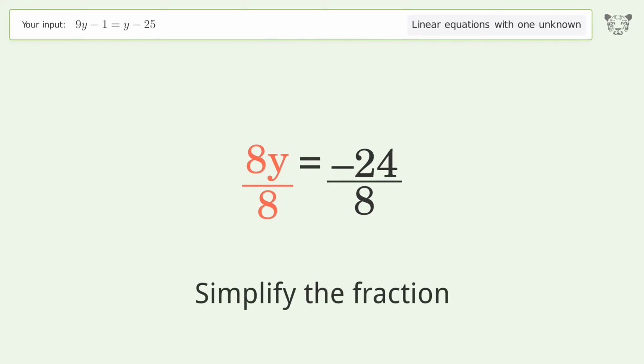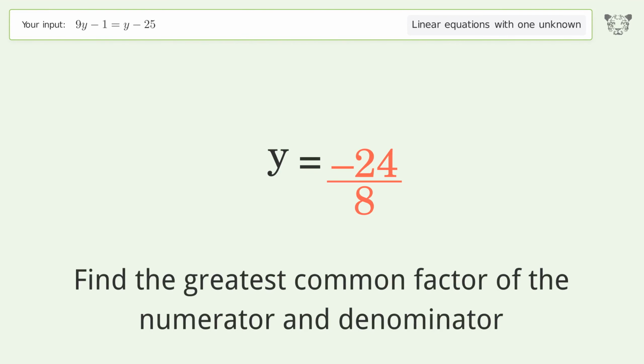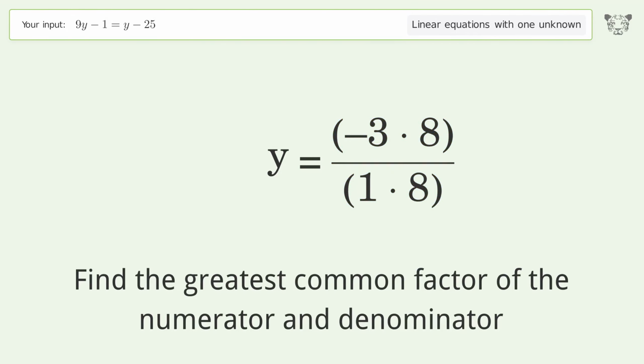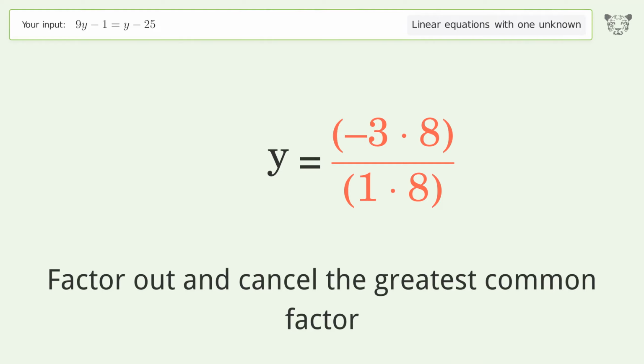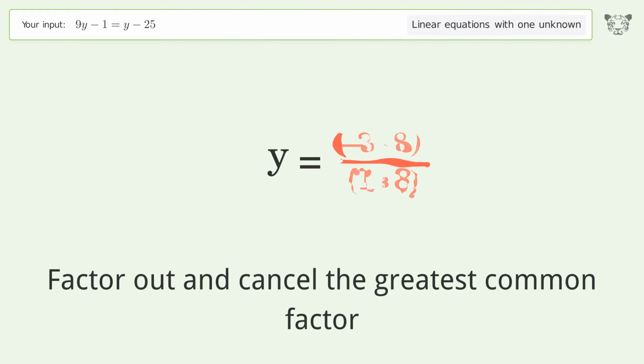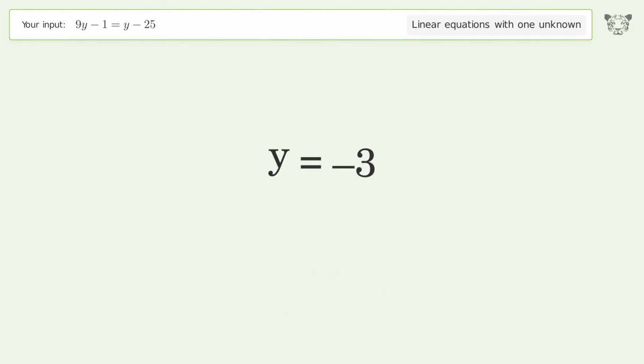Simplify the fraction. Find the greatest common factor of the numerator and denominator. Factor out and cancel the greatest common factor. And so the final result is y equals -3.